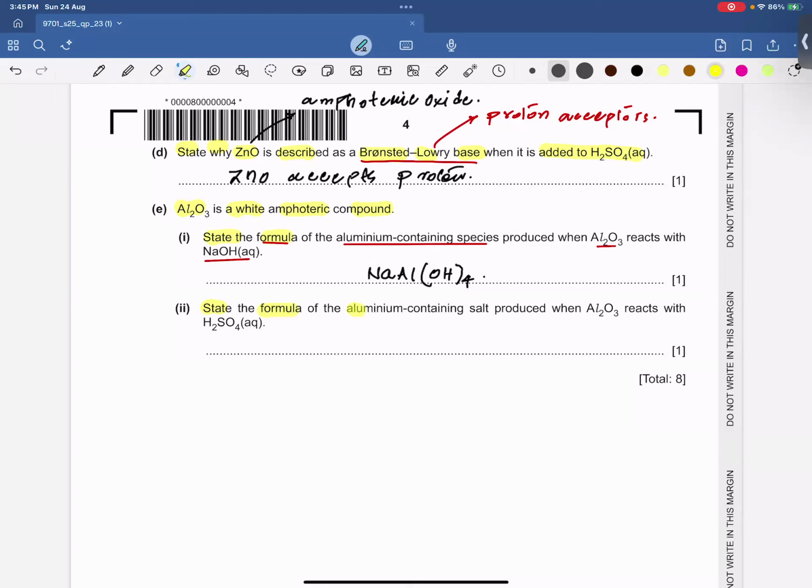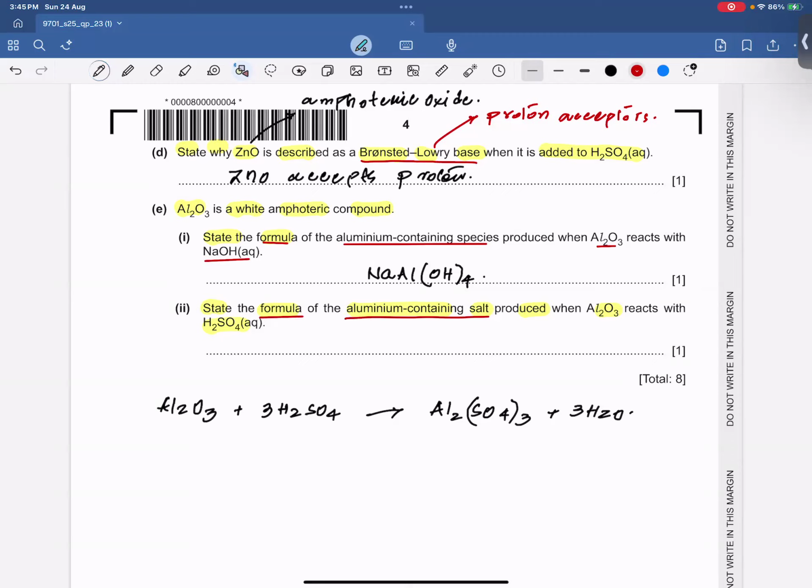State the formula of the aluminum containing salt produced when aluminum oxide reacts with H2SO4. Let me balance the equation first. Aluminum oxide reacts with H2SO4, converting into aluminum sulfate, Al2(SO4)3, plus water. How many sulfate ions? 3 sulfate ions, put 3 here. How many hydrogen? 6, put 3 here. So that's your balanced chemical equation. The examiner is looking for the formula of the aluminum containing salt, so this is Al2(SO4)3, that's aluminum sulfate. I hope it makes sense to you.